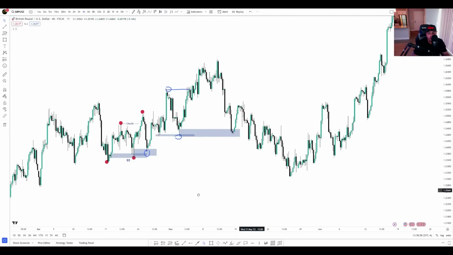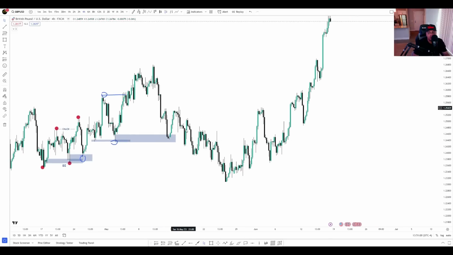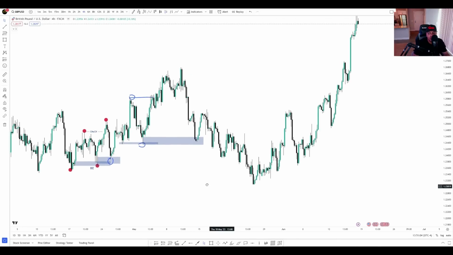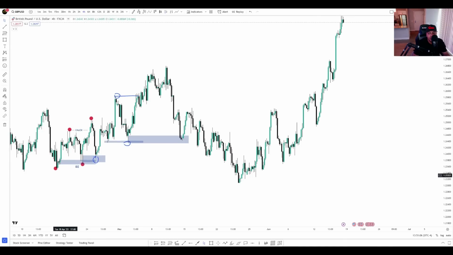All right, so now let's evaluate this downtrend market structure and how we can identify the lower highs, lower lows. So here was higher high, higher low, higher high, higher low, and a few more of higher high, higher low, and then a higher high, and then price reversed to the downside.